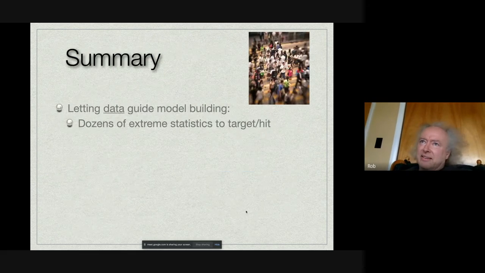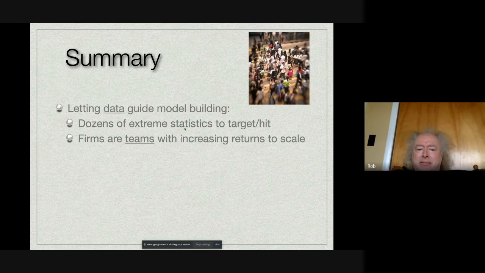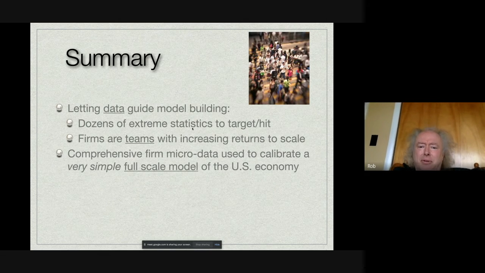In this case we've built an economic model where we let the data tell us what targets we want to hit. There are the many statistics I've shown you, many of them having the characteristic that they're power law or extremely heavy-tailed. A model of teams with increasing returns to scale can get us close to the right answer. We're using data on every single firm in America to do this. And the model is still relatively simple.